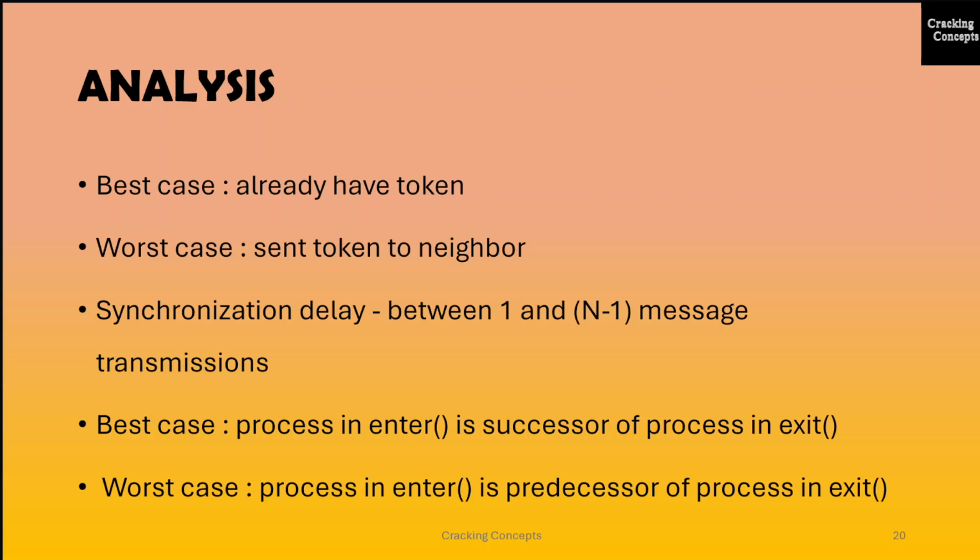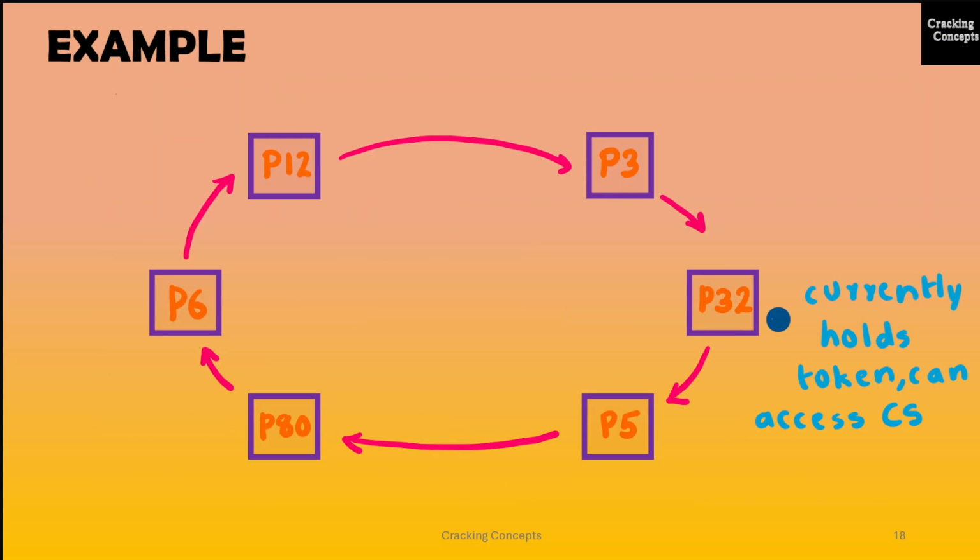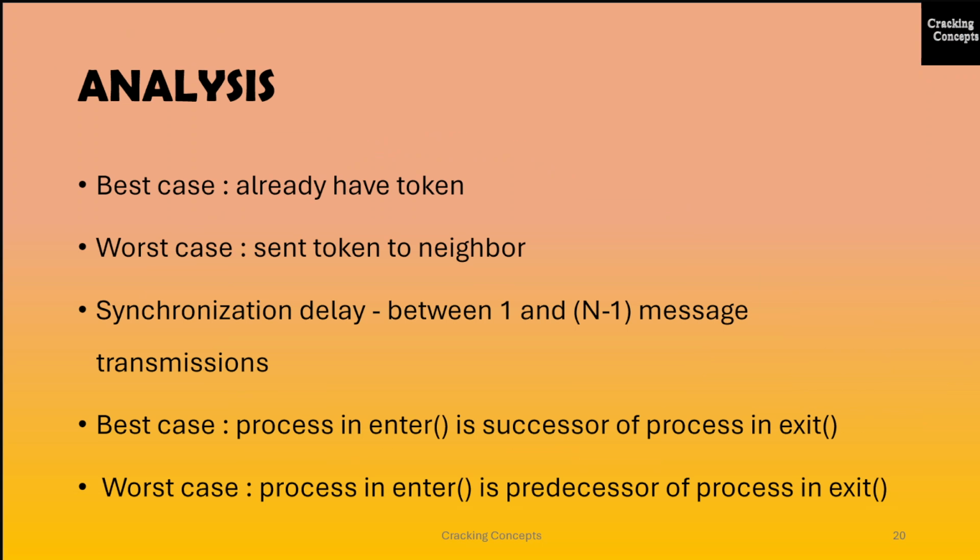Now, going through the best case for client delay, it is the case where the process which is requesting the critical section already has the token. Suppose P32 wants access to the critical section. If the token reached P32 at the same time, that can be considered the best case.